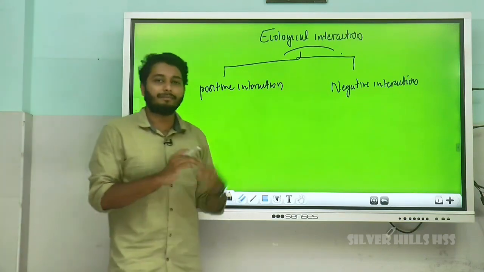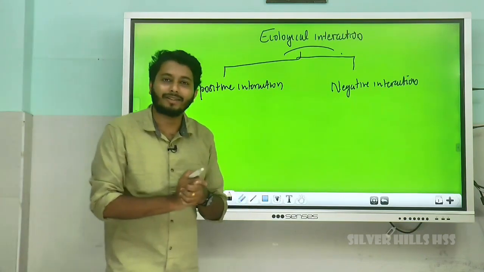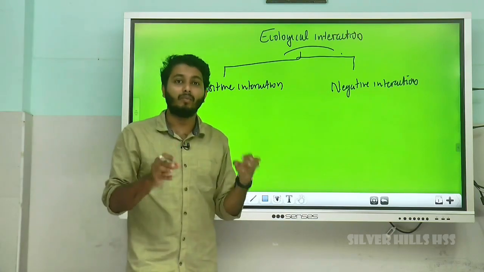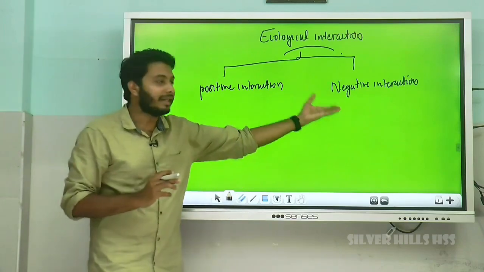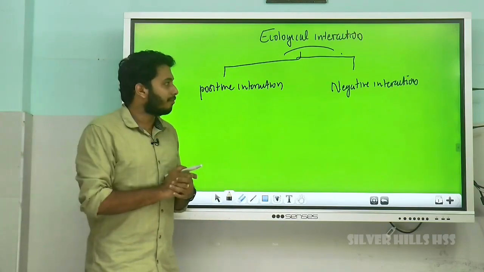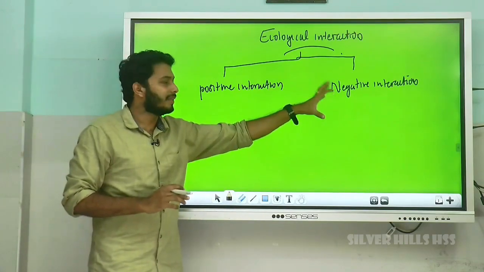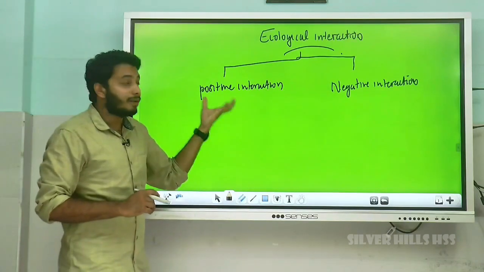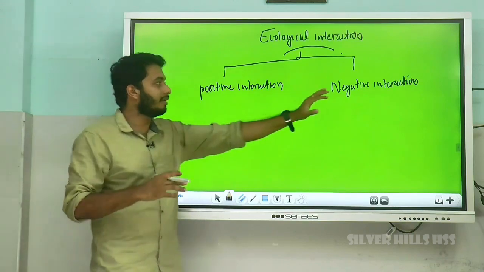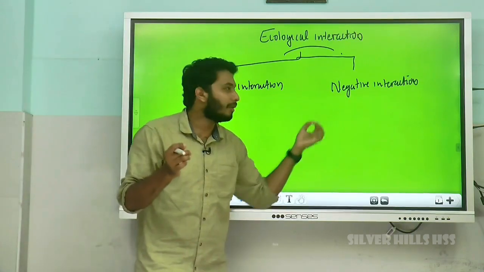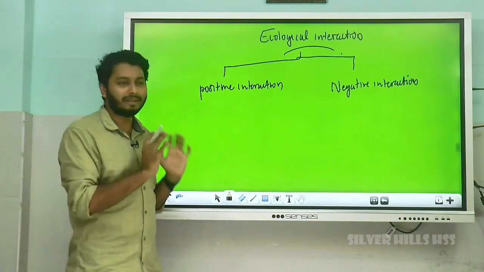At the same time, negative interactions are the interactions between organisms in which at minimum one of the organisms is harmed. Such type of interaction is called negative interaction. Positive interaction will be only beneficial to the living organisms in that interaction. At the same time, negative interaction will harm at minimum any one of the organisms in this interaction.